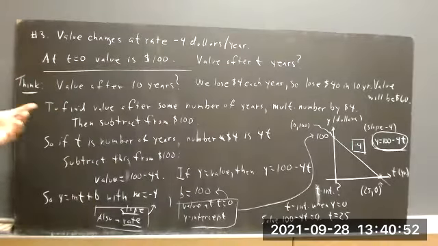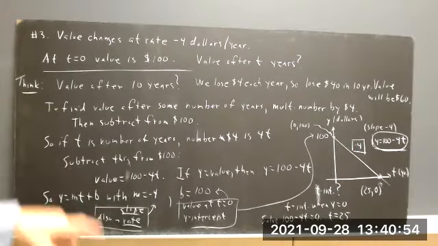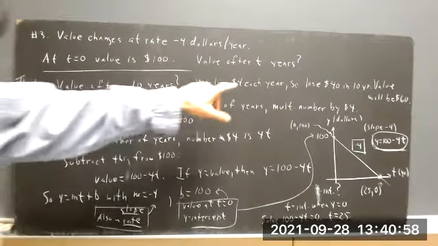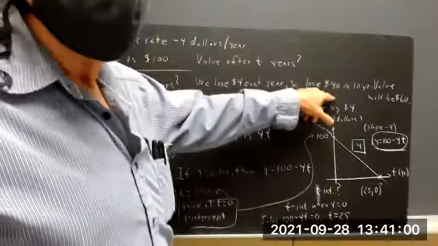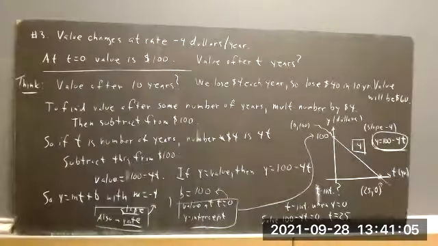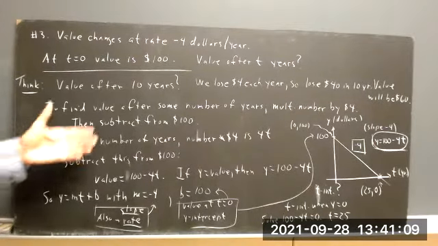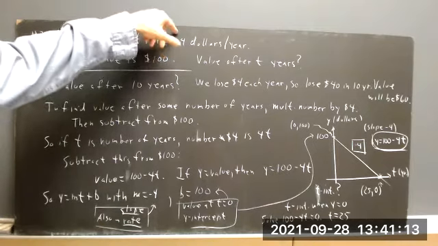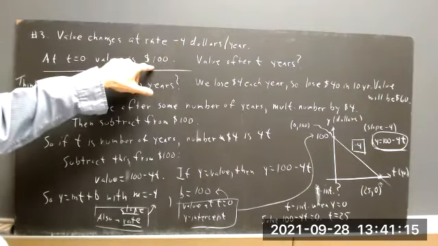So we maybe don't know exactly what to do, so we maybe think, well, what's the value after 10 years? Well, we lose $4 each year, so in 10 years, we're going to lose $40. So the value is going to be $60. Now, what did we do? Well, we found the value after 10 years. What did we do? We multiplied 10 years by the $4 per year, and then subtracted that from $100.